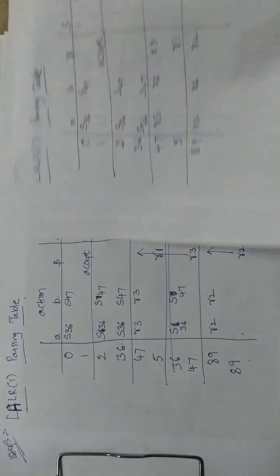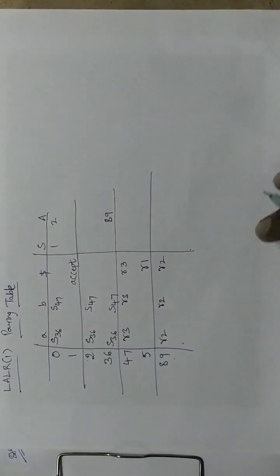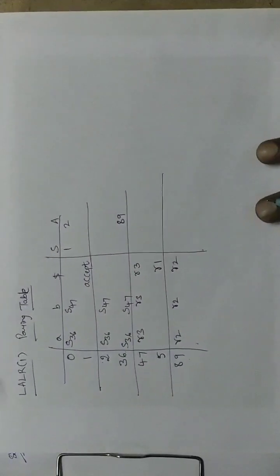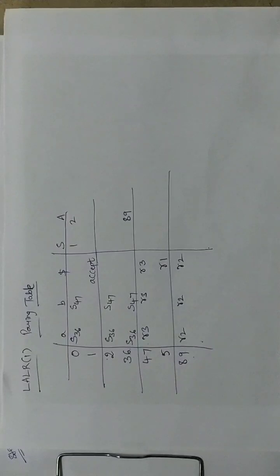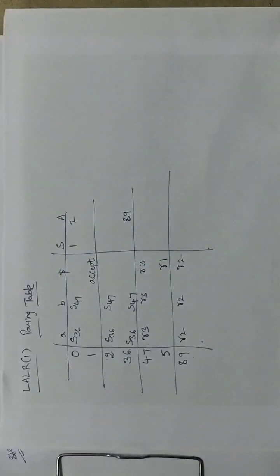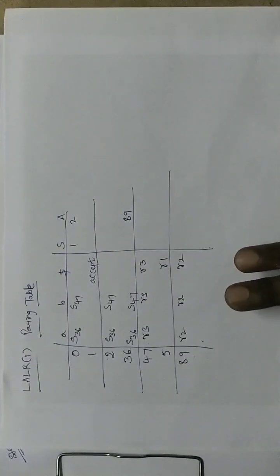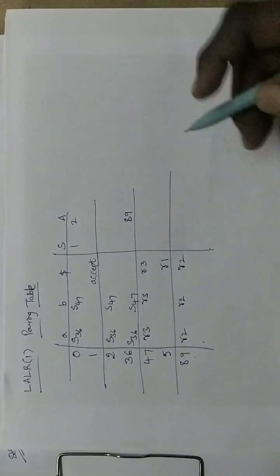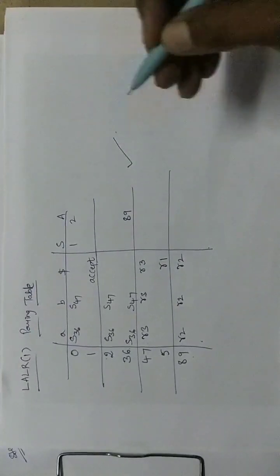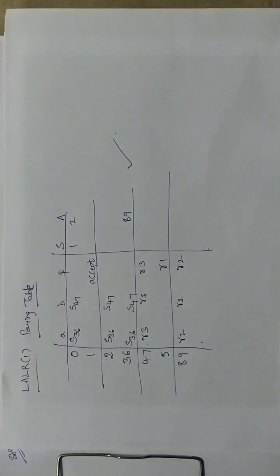Now see here, this is the final output of the LALR1 parsing table. The number of states is reduced when compared to the CLR1 parsing table. So this is how the LALR1 parsing table should be constructed. Okay, thank you.